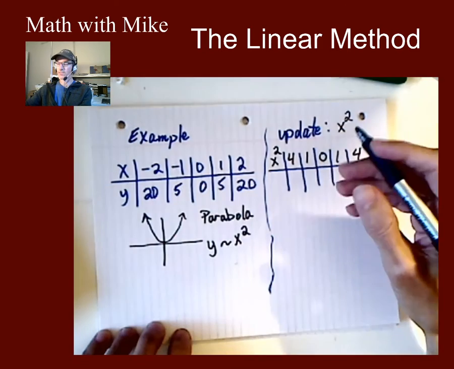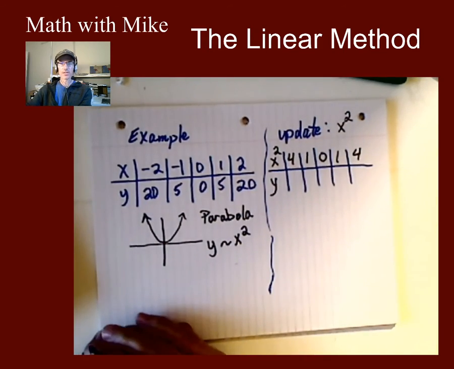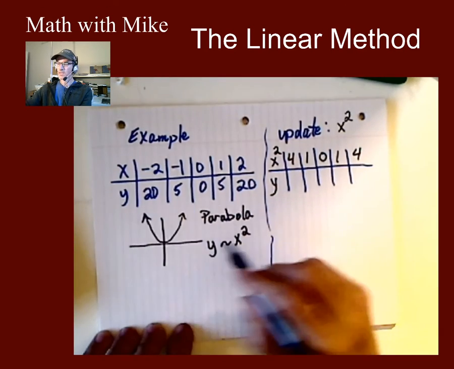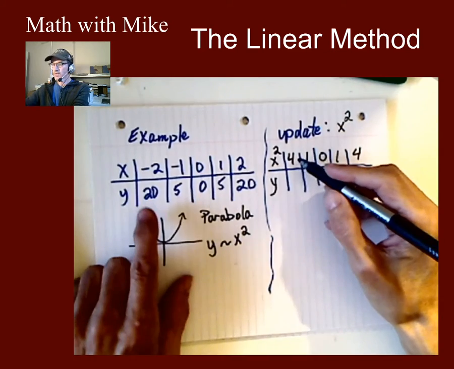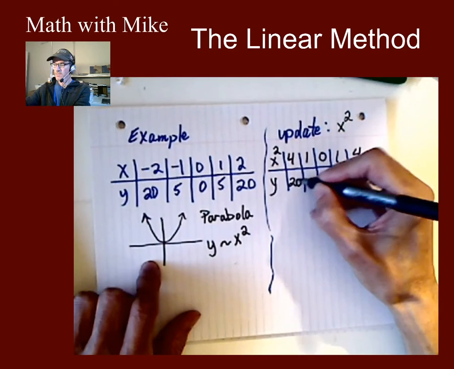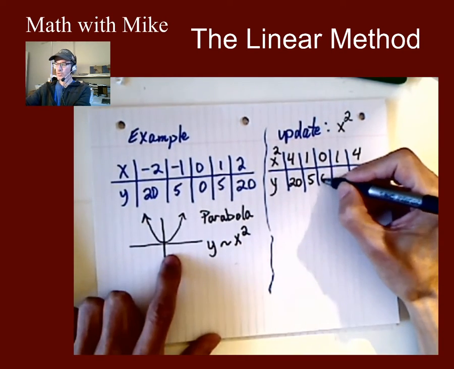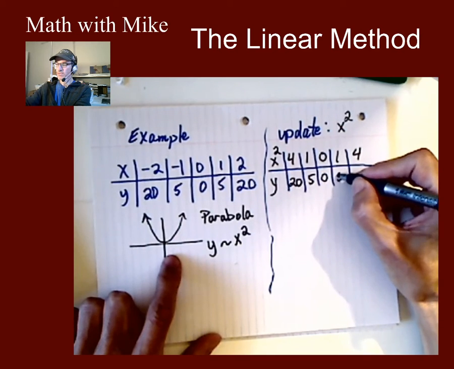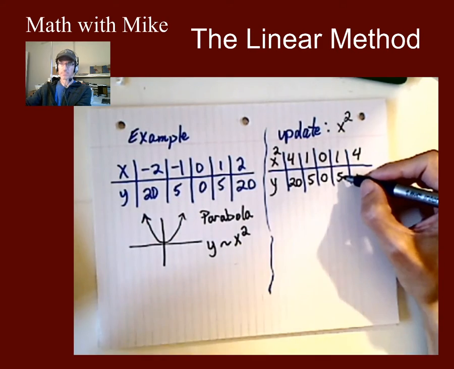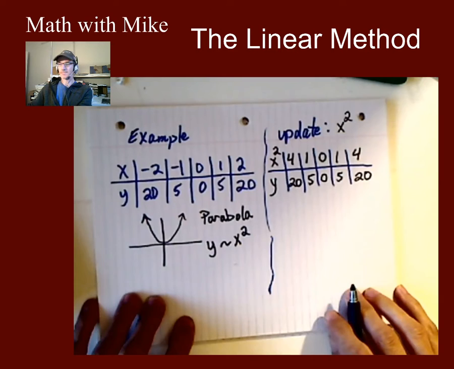What we now have to deal with are the y values. And this is nice because they stay the same. No change. So this 4 came from that negative 2, so that's the 20. That 1 is with the 5. 0 with the 0, 1 with the 5, and 4 with the 20.